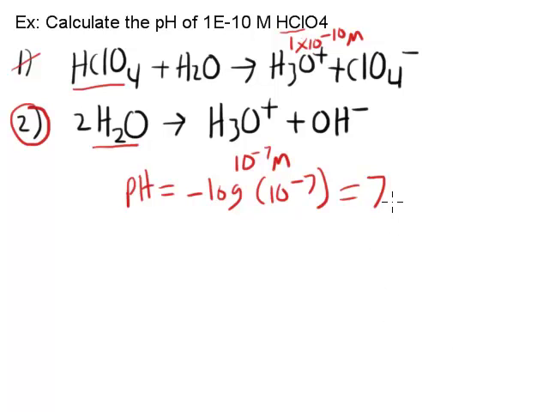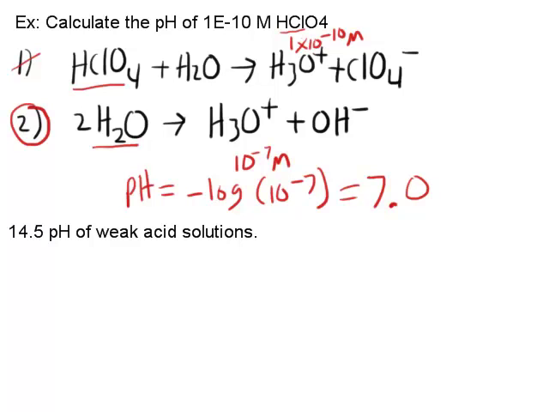With sig figs, I just realized that should actually be 7.0. So that's how you find the pH of strong acids. You look for the main source, whether it's a strong acid or if it's the water. If the strong acid is less than 10 to the negative 7th molar, then the main source is the water. Otherwise, the main source is the strong acid.